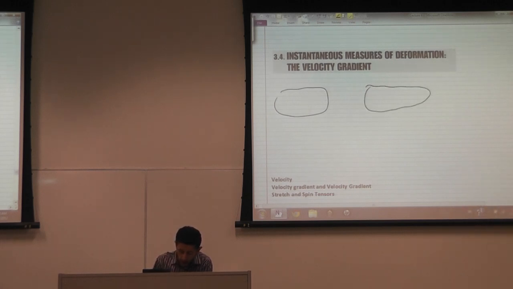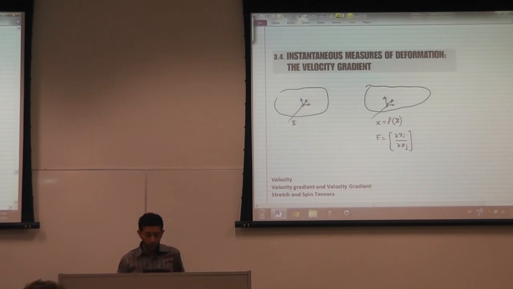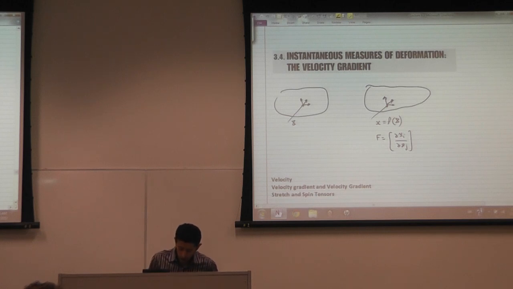All right, so what we have looked at so far is if I have an object such that for any vector here, capital X, there is a new vector for it here, small x. Small x is a function of capital X. The gradient of this function is a matrix. This matrix tells me how three vectors here have deformed. This is what F does: A, B, C gives me FA, FB, FC.